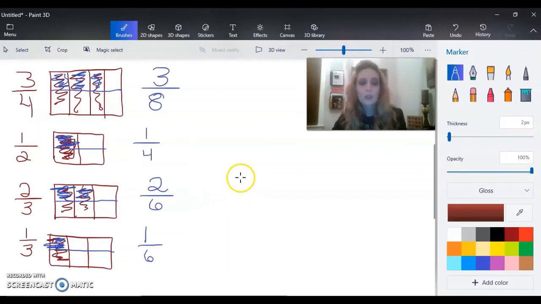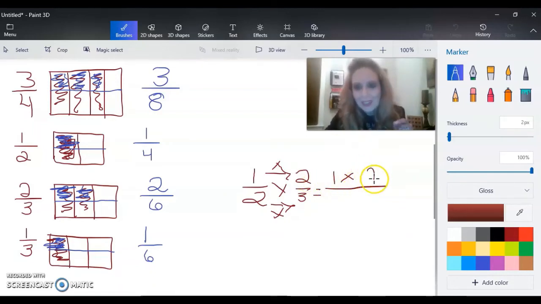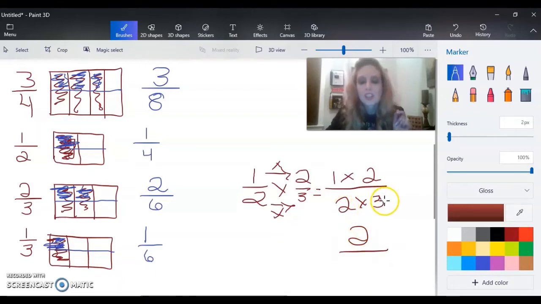All right, awesome job. Let's look at the next one. I needed 1/2 of 2/3. 1/2 times 2/3. All I've got to do is go straight across the numerators, straight across the denominators, multiplying those together. 1 times 2, 2 times 3. All right, 1 times 2 is 2. 2 times 3 is 6.